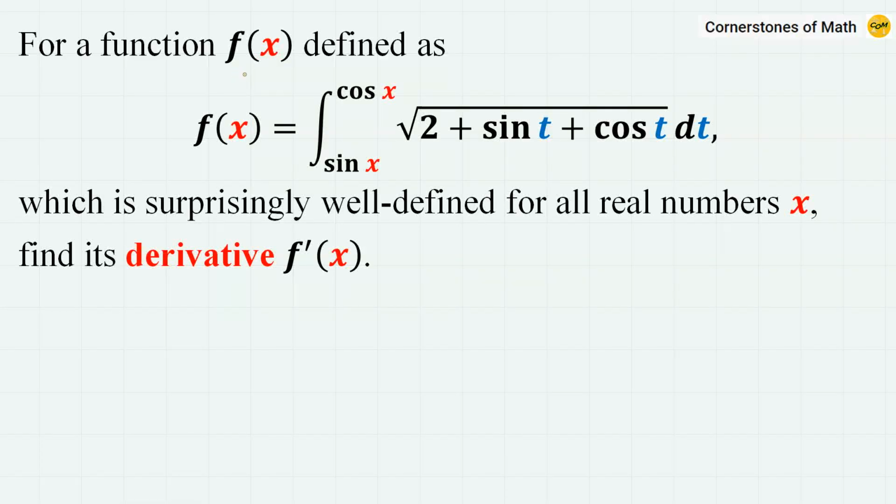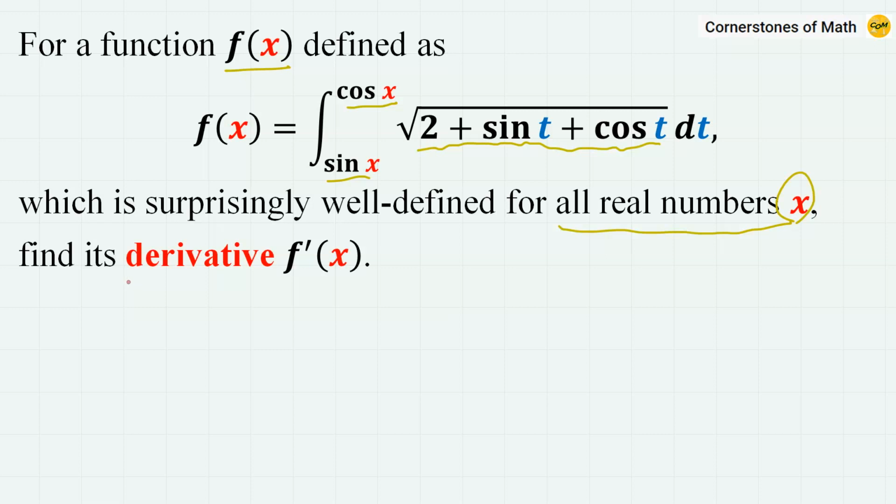Today we are going to solve a calculus problem that looks nuts but actually requires only basic formulas and theorems in order to solve it. So the problem says, a function f(x) is defined as the integral from sine x to cosine x of the square root of 2 plus sine t plus cosine t. This function is surprisingly well defined for all real numbers x.